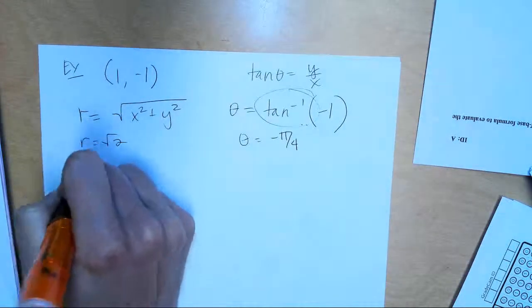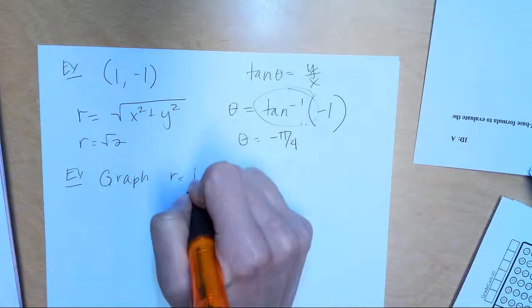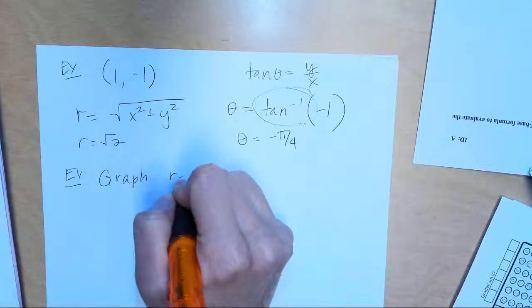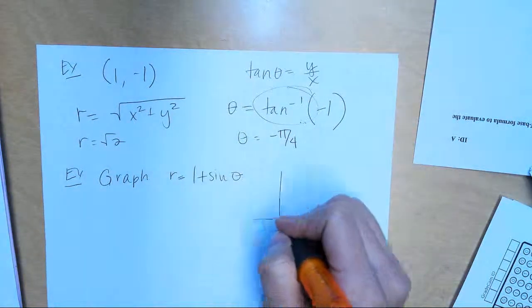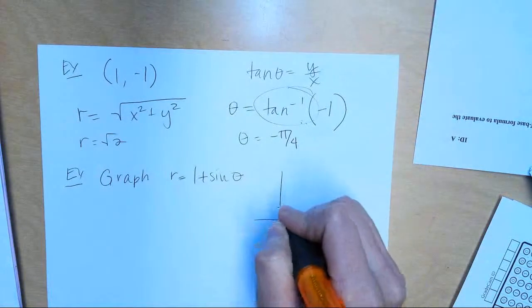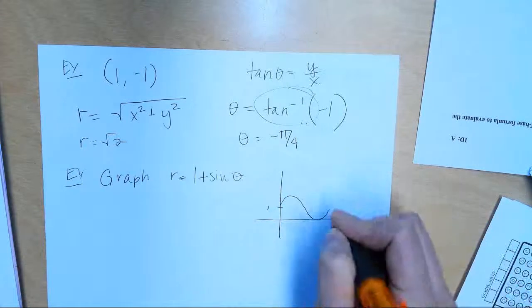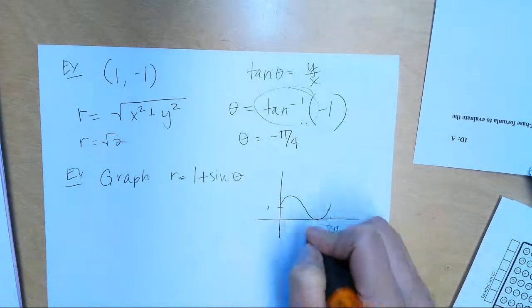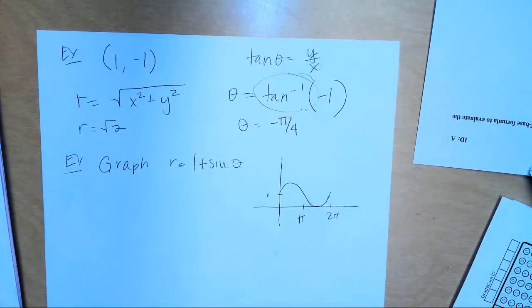You need to pay attention to this because you're not used to it and it's kind of difficult when you're not used to it. So please pay attention. Graphing r equals 1 plus sine theta. I graph the Cartesian first. So here we have 1 plus sine theta, which is going to look like this. This is going to be 2 pi. This is going to be pi. That's 1 plus sine theta, yes?